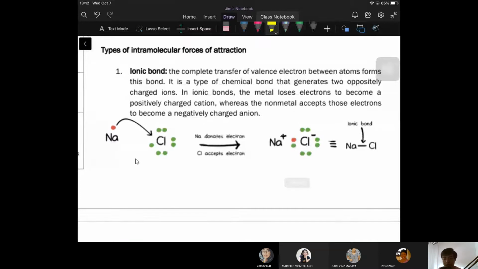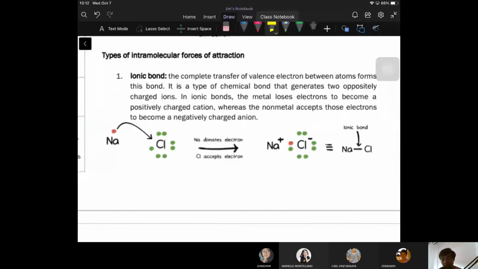So the first type of intramolecular forces of attraction is ionic bond. No? So what is an ionic bond? We know that ions are created when atoms lose or gain electrons. Why do they lose and gain electrons? Because they want to be stable. So as they reach the stability, may electrons na malilipat talaga or tatanggapin. So bakit nagbibigayan ng electron? Bakit nagtatanggapan ng electron? Kasi they want to imitate the noble gas configuration.